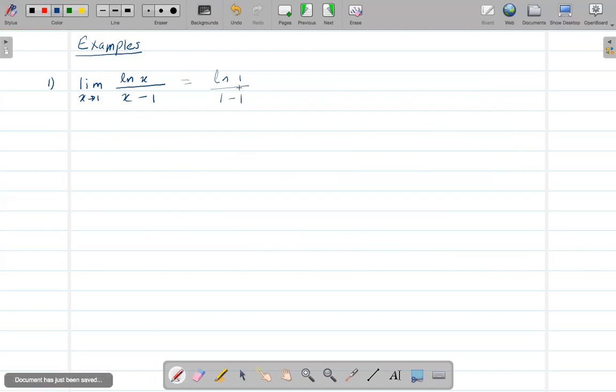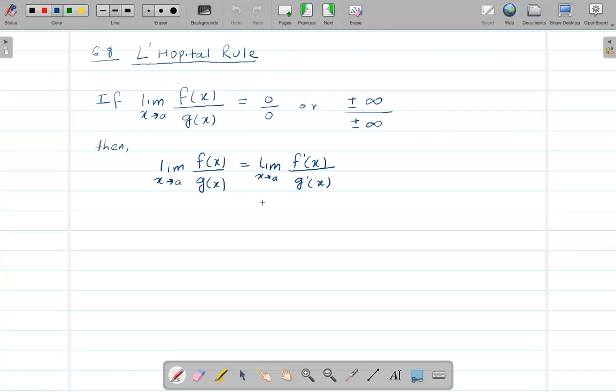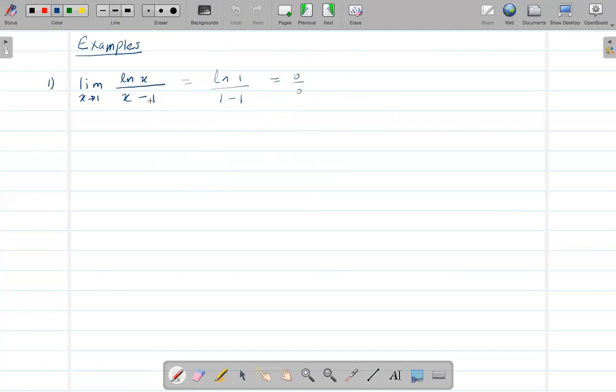On the top, if you put this in a calculator, natural log of 1 is 0. And on the bottom, 1 minus 1 is also 0. So we got this 0 over 0 case, right? If you have this case, then we have to take the derivative of the top and the derivative of the bottom. This is not the product rule. We are just taking the derivative of the numerator and then the denominator.